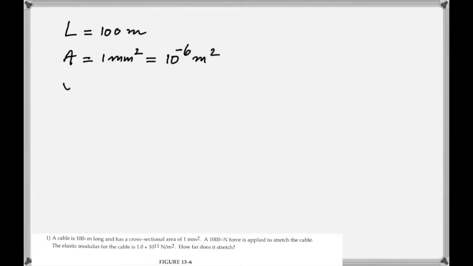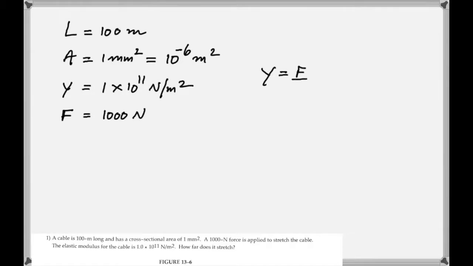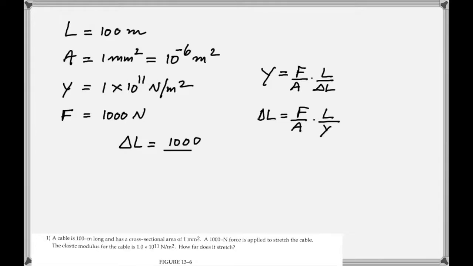When you change it to meter squared, please remember 1 millimeter is 1 by 1000th of a meter. And because it's a millimeter squared, it's going to be 10 to the negative 6, which is 10 to the negative 3 squared. Young's modulus is given, force is given. Just put it into the formula for Young's modulus, change the subject, substitute the numbers, and it's quite simple to get the answer. What you have to be careful about is the conversion of millimeter squared into meter squared. The extension is 1 meter, because its original length is 100 meters.